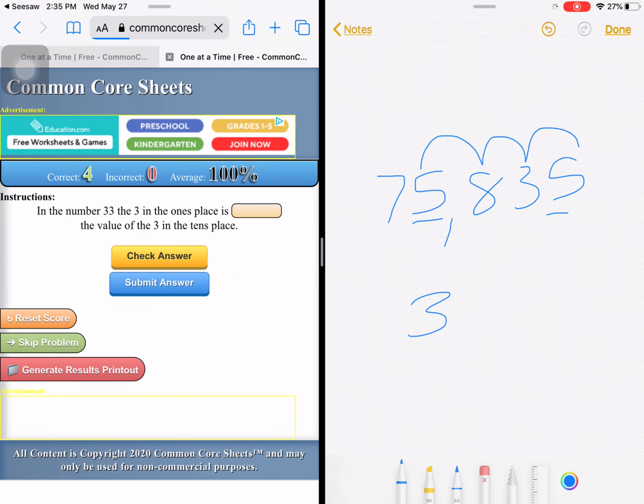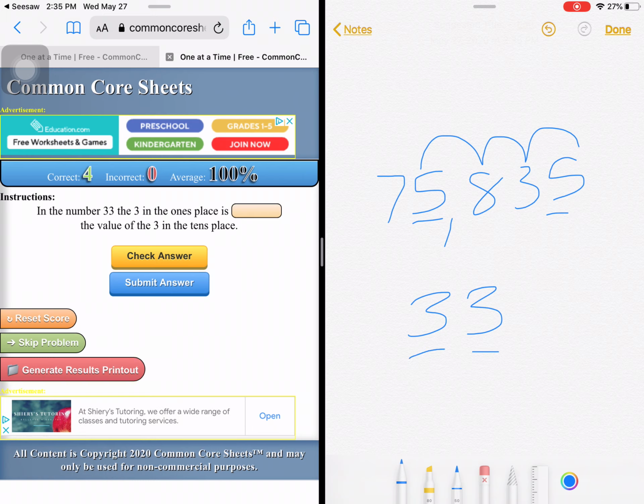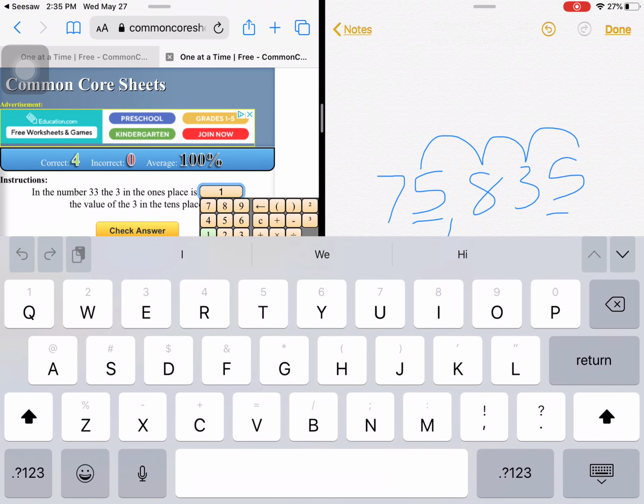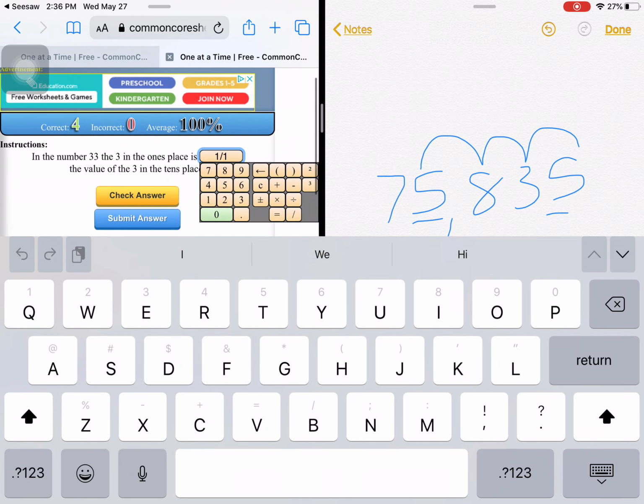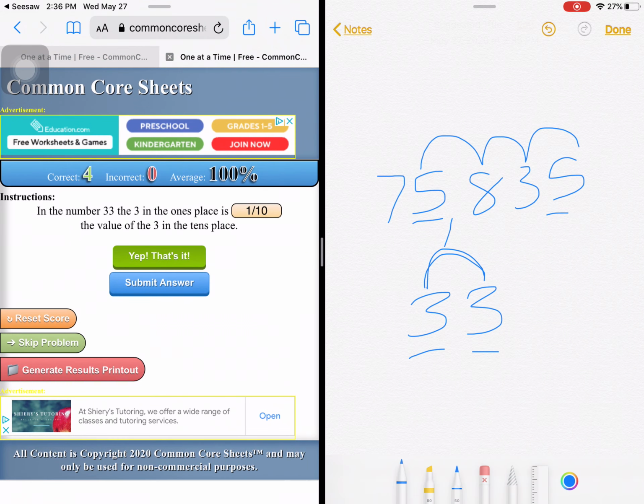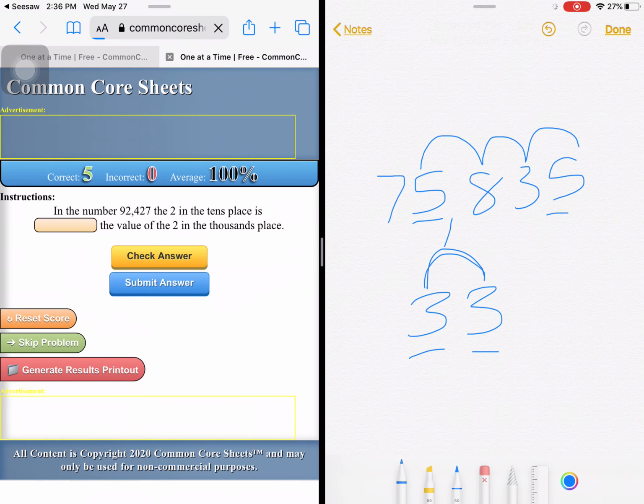So this one is the number 33. In the number 33, the 3 in the ones place is blank the value of the 3 in the tens place. It's 1 jump of 10. So 1 out of 10. Check my answer. Yep, that's it. Keep going. So that's how you do that one.